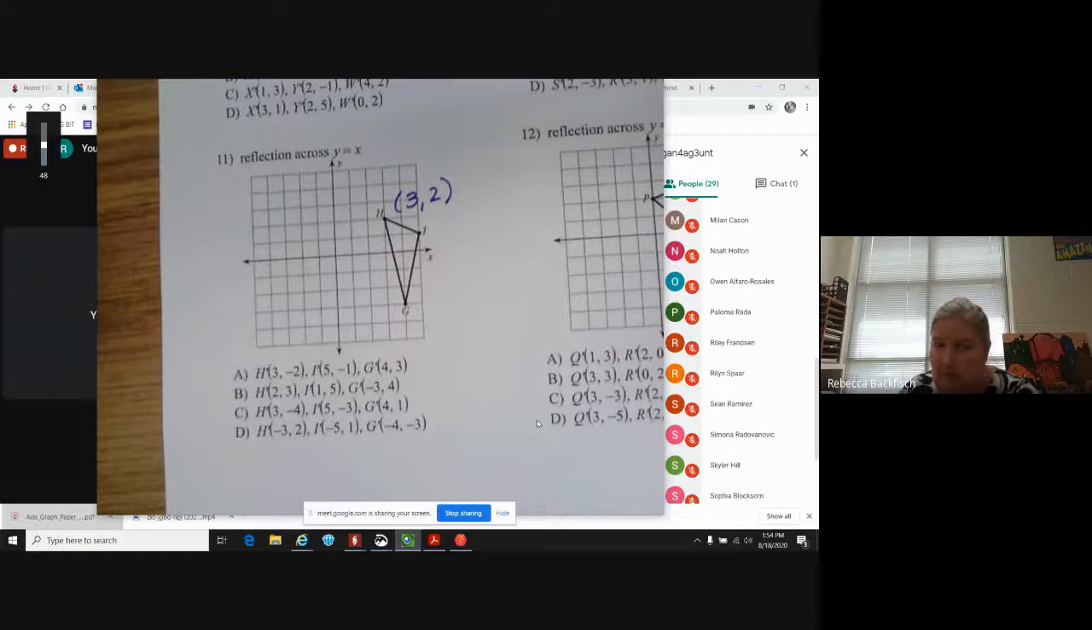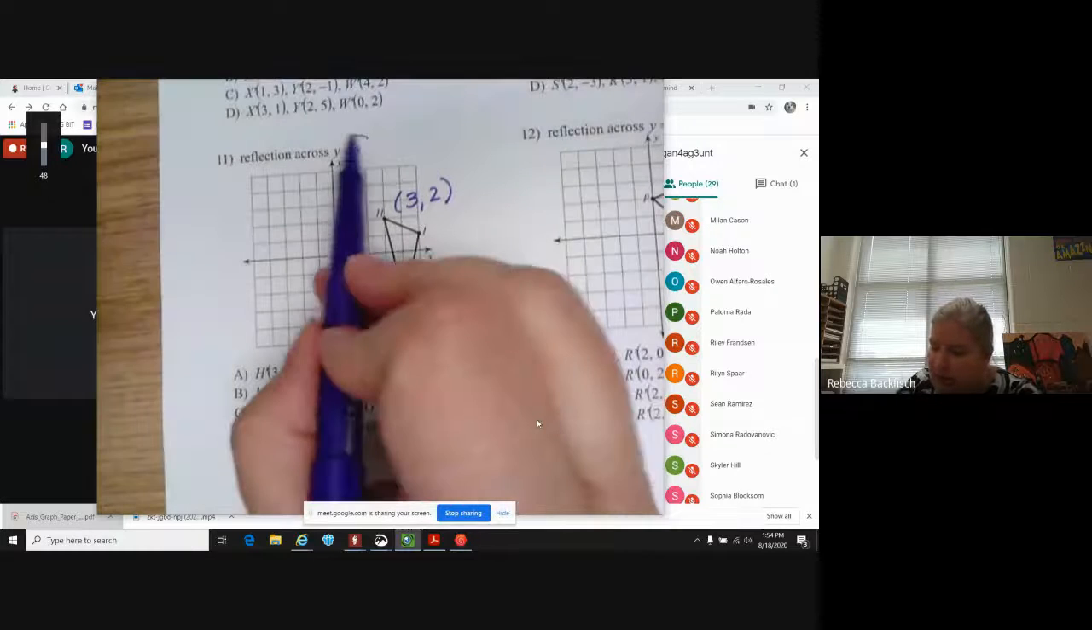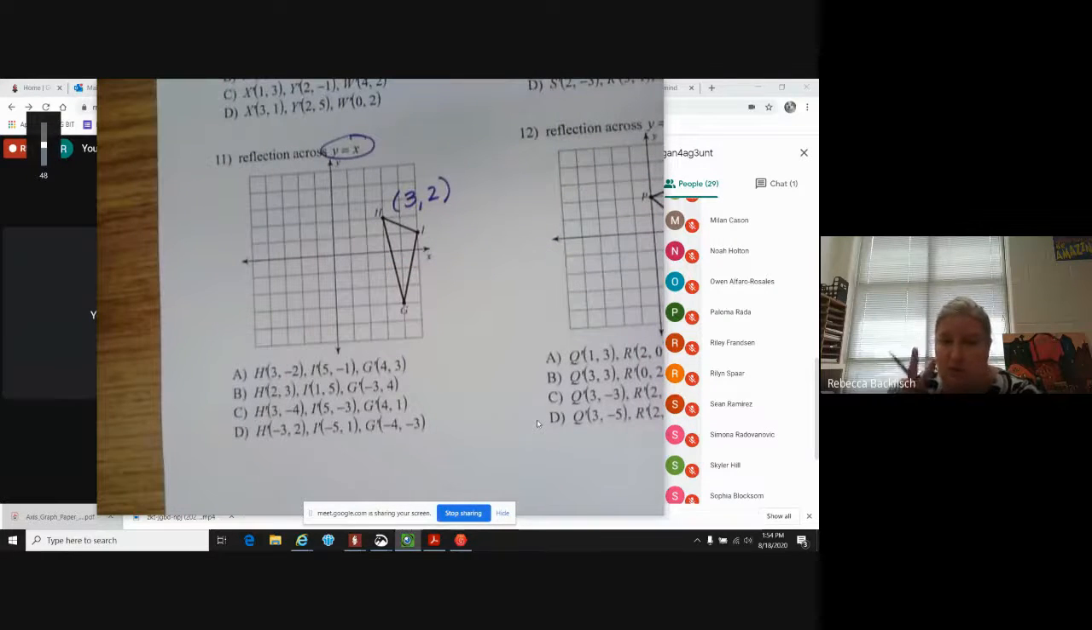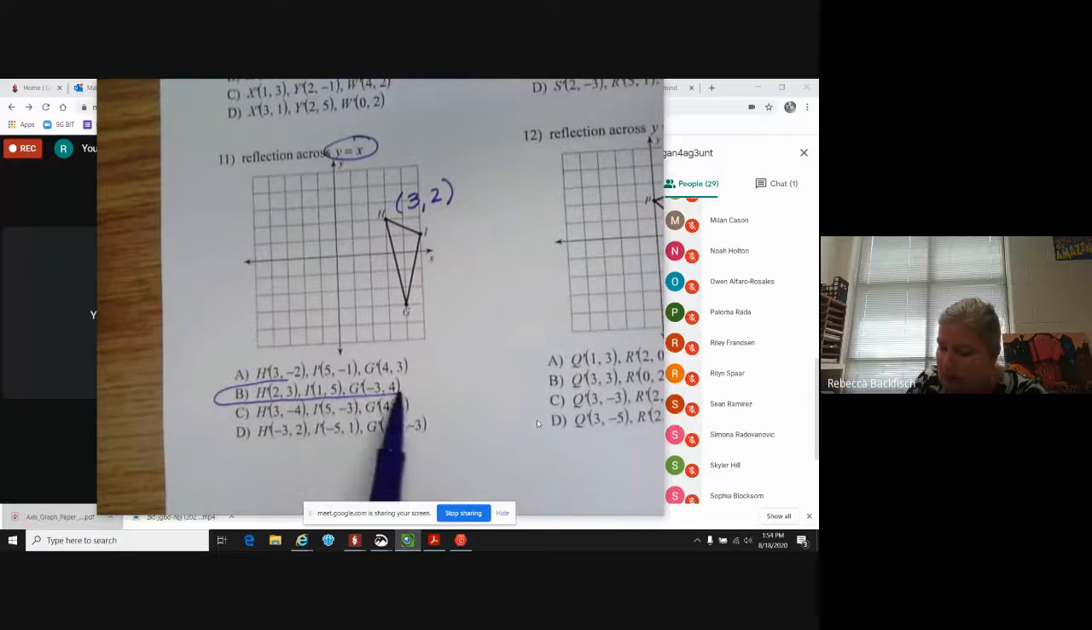Okay, and so if we're going to reflect it across y equals x, the rule is you just trade the x and the y. So that means the 2 comes first, the 3 comes second, and that's B, because that's the only one like that.